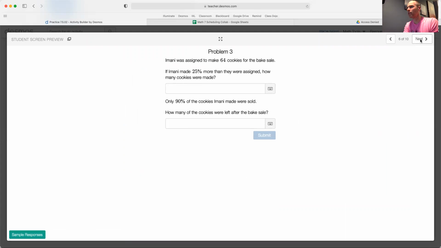So I think that's all of the questions in this assignment that are about adding and subtracting positive and negative numbers. And now the next couple questions are like review of what we did before, which is percents. So it says Imani was assigned to make 64 cookies for the bake sale. If Imani made 25% more than they were assigned, how many cookies were made?